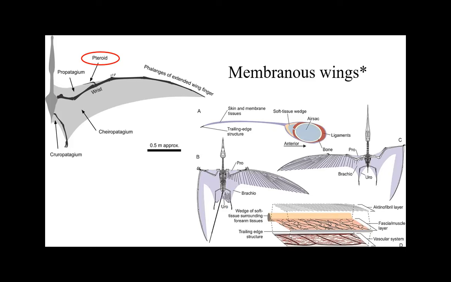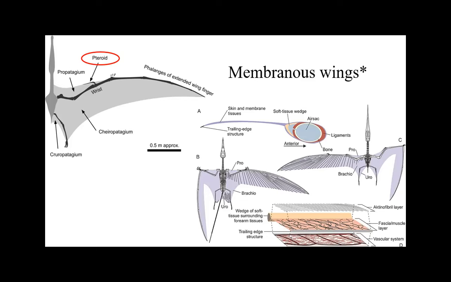And it's a wrist bone that holds up that leading edge of the wing before you hit the actual arm bone. Once you get out into the distal wing, past the hand, the bone is the edge, but here close into the body, there's this flap and that pteroid bone holds it out.